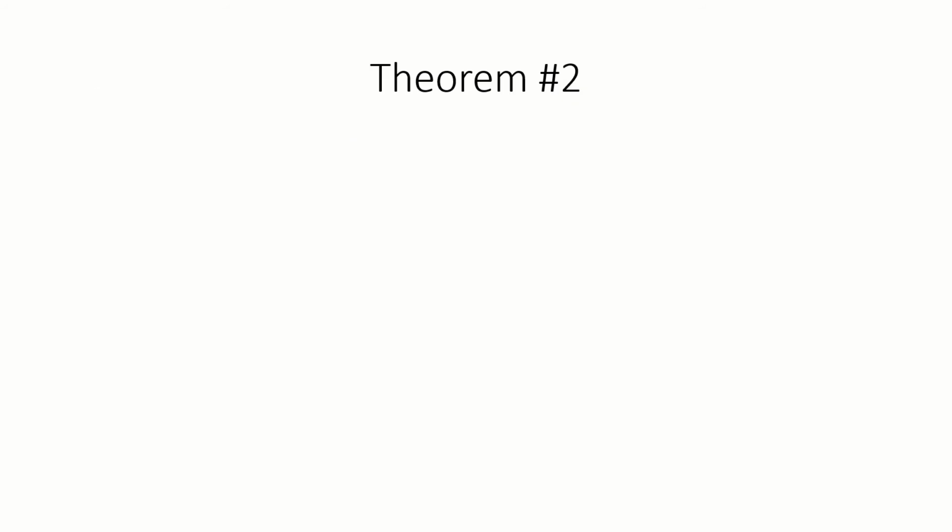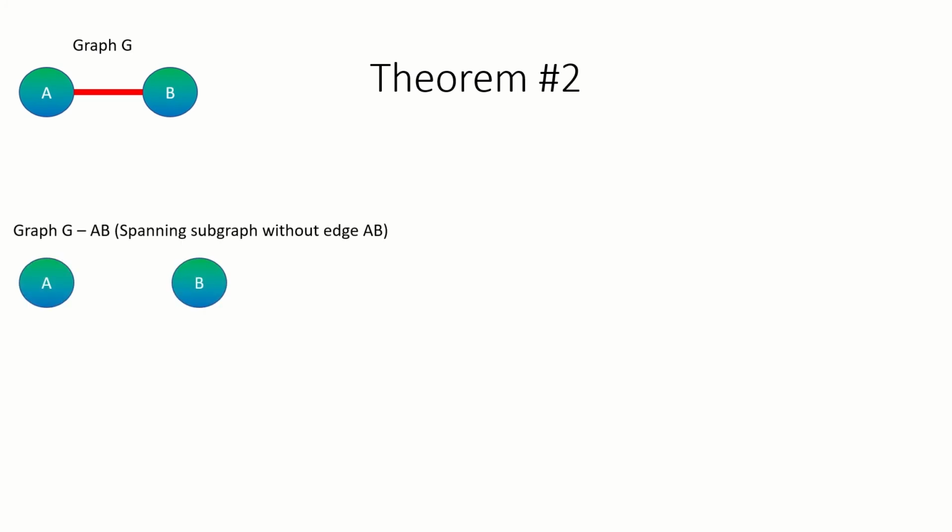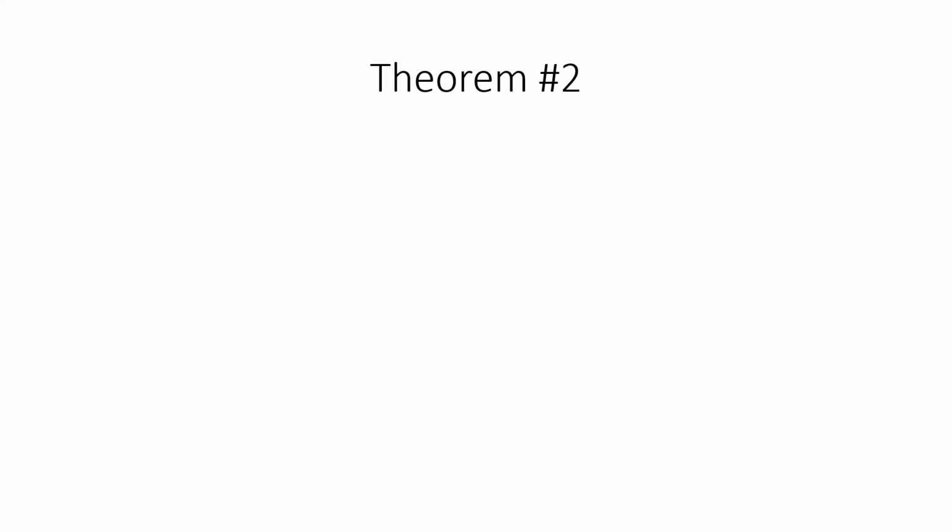Moving on, let's look at the second and final theorem we're going to cover in this video, relating the maximum real roots of the clique polynomial of a graph to those of the clique polynomial of its spanning subgraphs. Remember that a spanning subgraph is one that contains all the vertices of the original graph, but only a subset of its edges. The theorem is this.